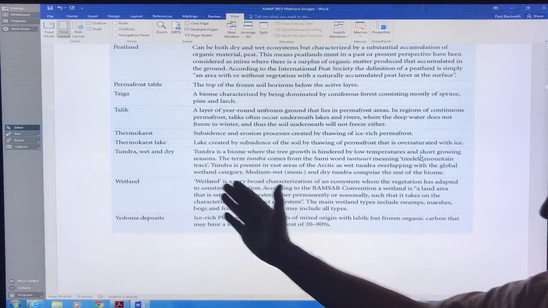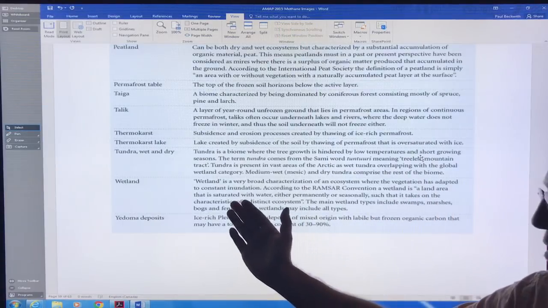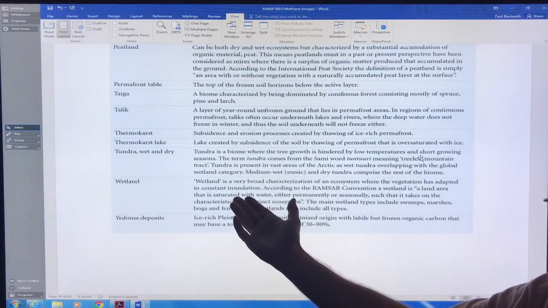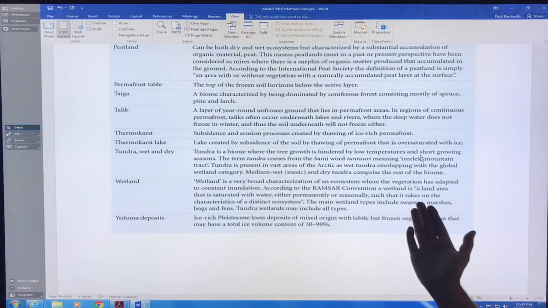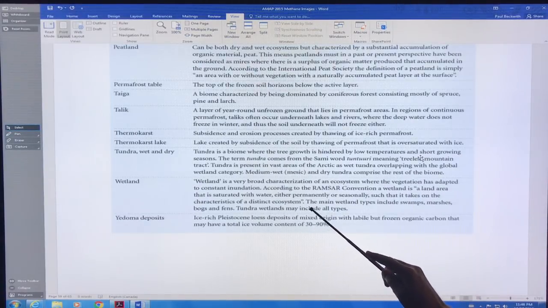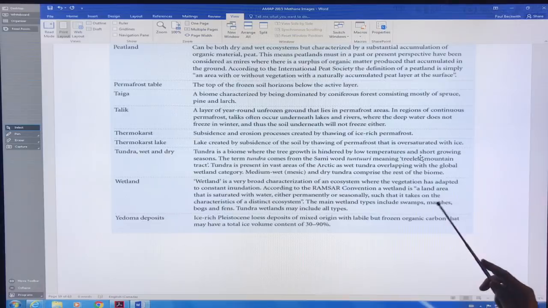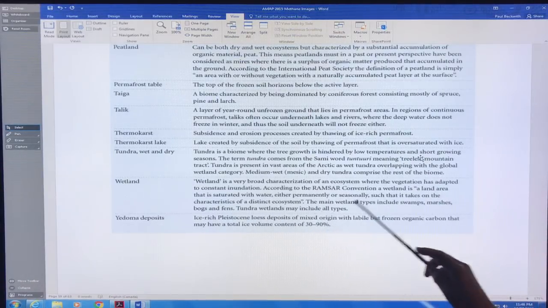Now wetland, a very broad characterization of an ecosystem. Vegetation is used to constant inundation with water. It's saturated with water, either permanently or seasonally, so it takes on the characteristics of a distinct ecosystem. The main wetland types include swamps, marshes, bogs, and fens.